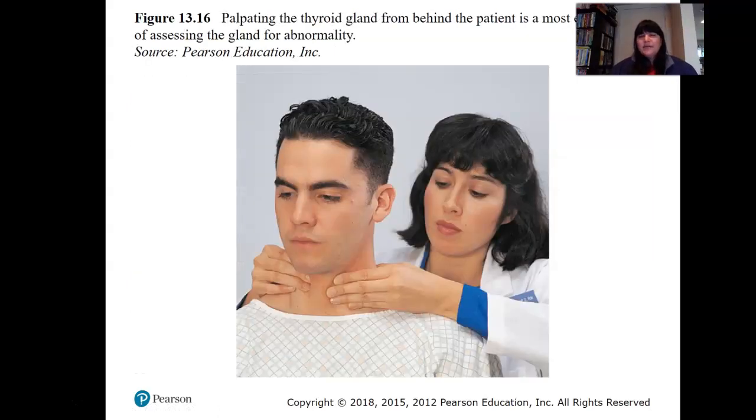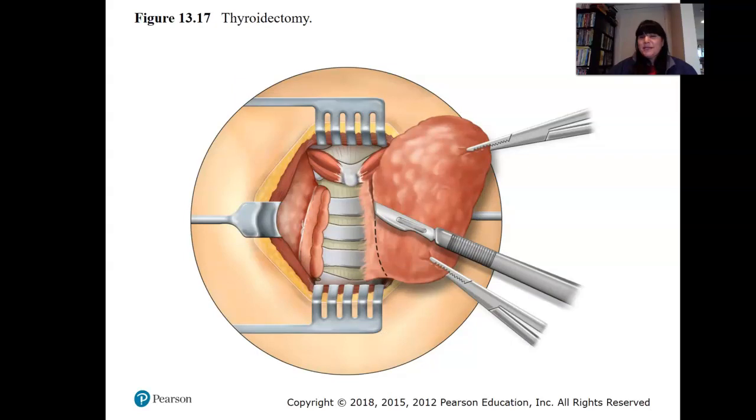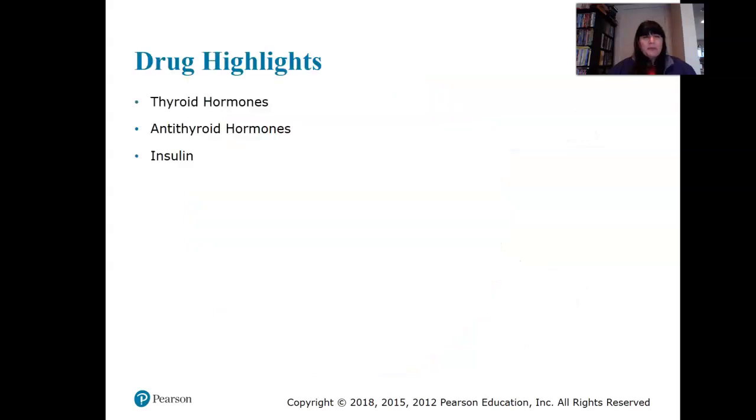Palpating the thyroid gland, right? Feeling the thyroid gland to see if there are any abnormalities. Okay, thyroidectomy, any ectomy, what does that mean? Surgical excision, we're taking it out. Sometimes they have to do that. Okay, drug highlights, thyroid hormones, anti-thyroid, insulin. So if a person's above or below, right, we can use treatments.